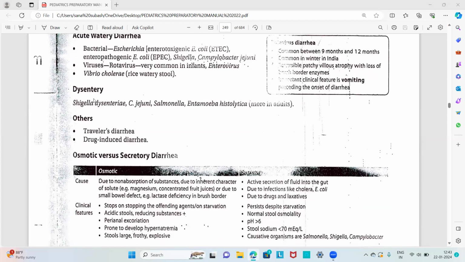And dysentery, that is blood in the stool, is caused by Shigella dysenteriae, Campylobacter jejuni, Salmonella, and Entamoeba histolytica.